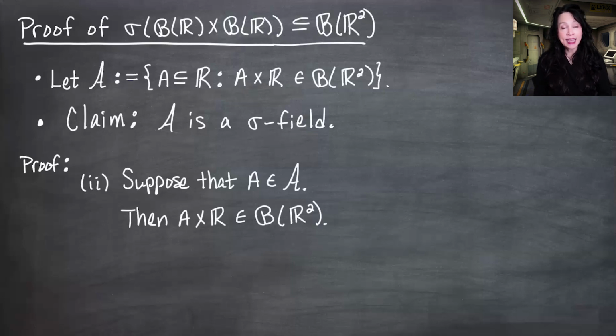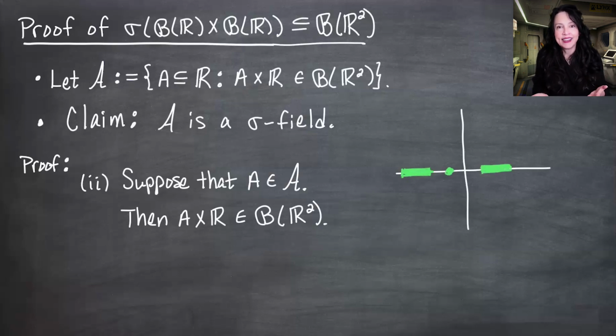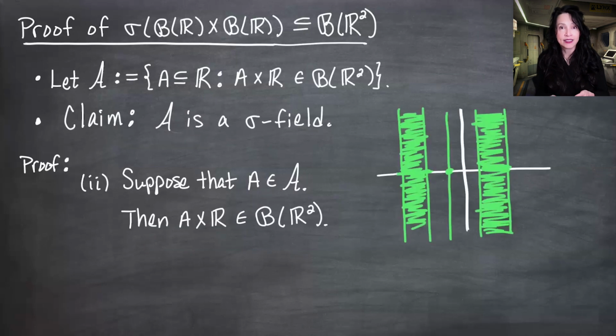I'm going to grab a set A in curly A, and this means that A crossed with the reals has to be in the Borel sets on R². So here is R². This x-axis is R¹. By these green segments and dots here, I'm representing a set A. It looks like my set A is the union of two intervals and a point. I don't know if these intervals are open or closed. I don't really care. But if A is coming out of curly A, as we're supposing, then A crossed with R is going to look something like this. It's just going to expand those intervals and dots and bring in the y-axis, or the x2 axis.